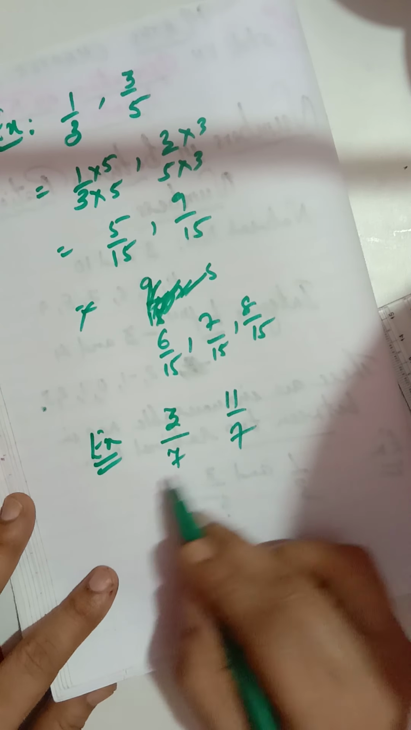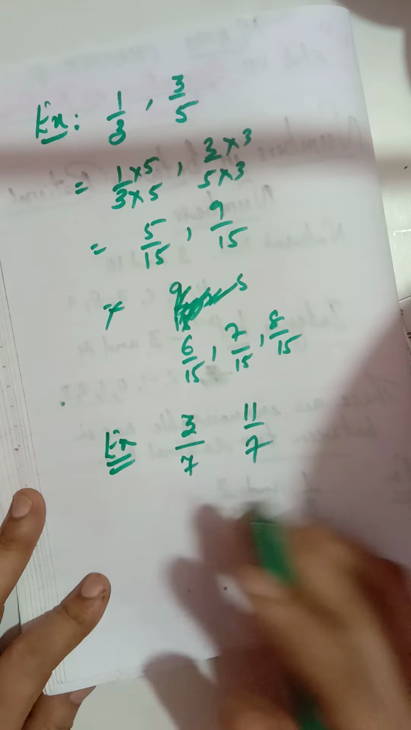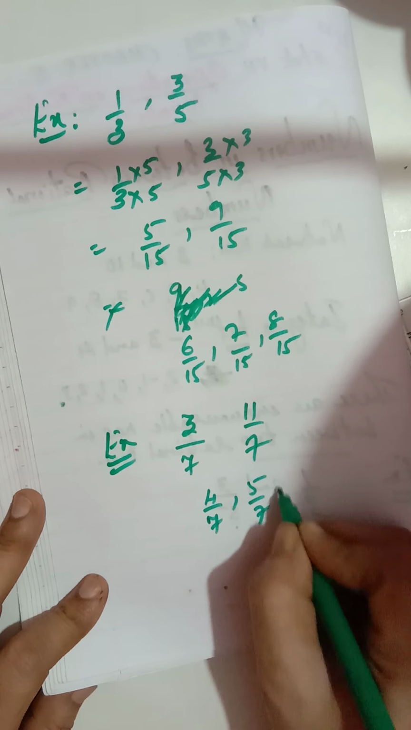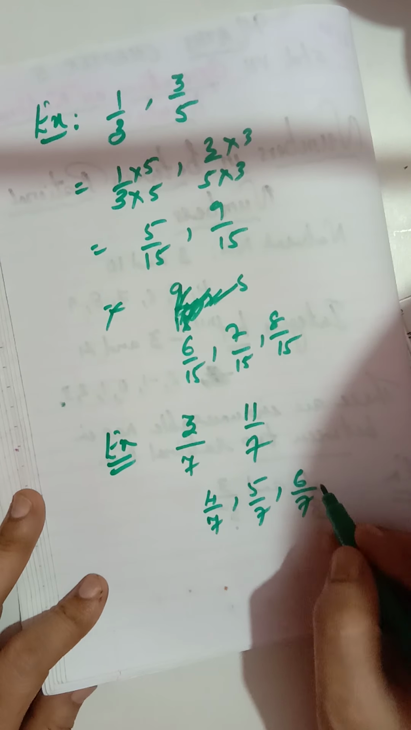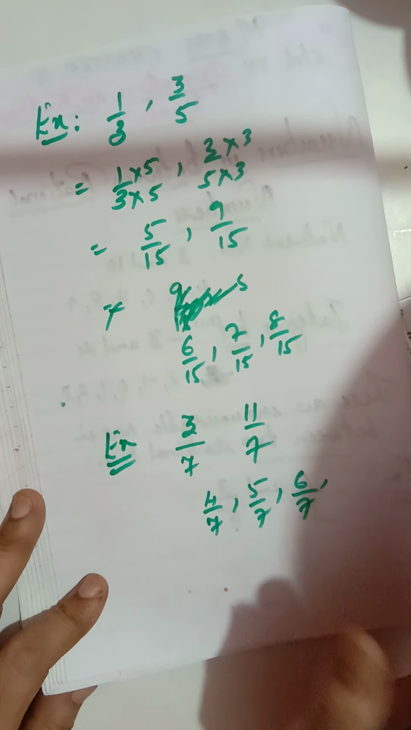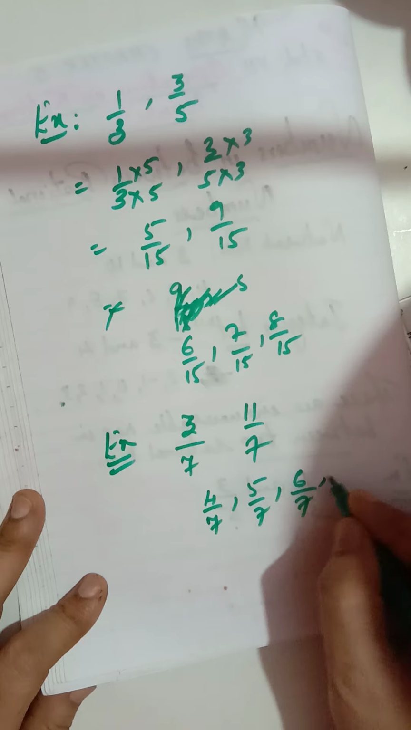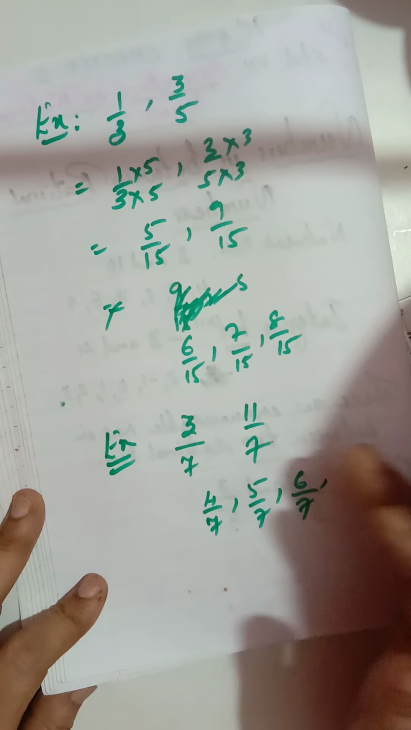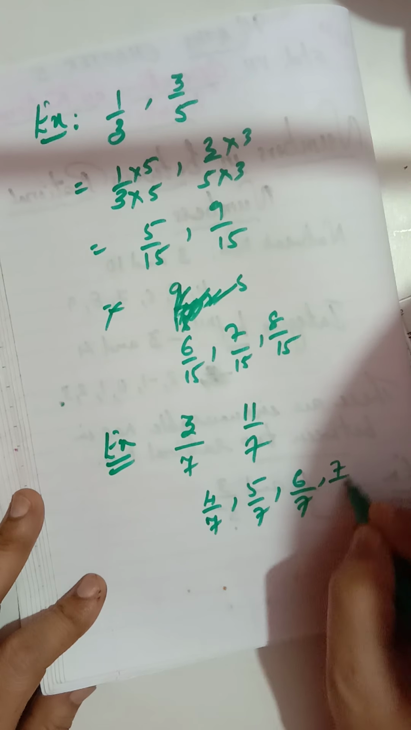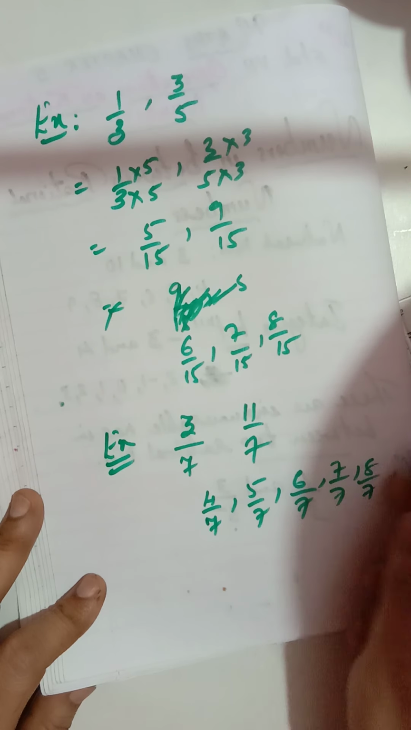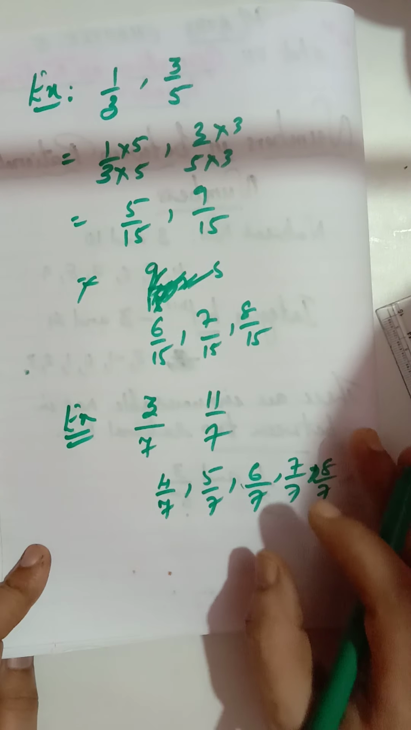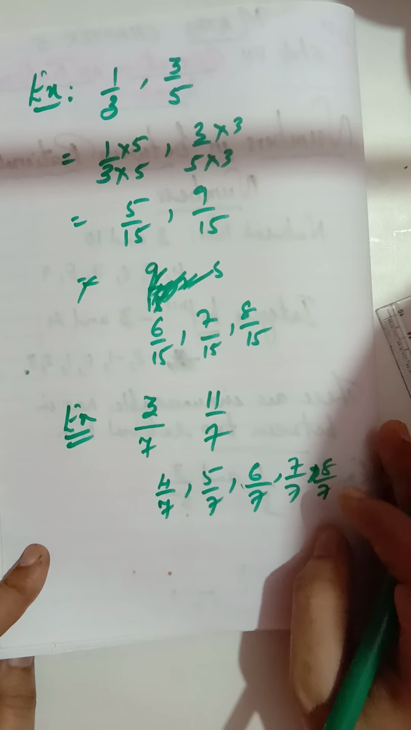Now here see children, denominators are equal, so you don't have to do anything, you are just writing 4/7, 5/7, 6/7. If it asks for only 3, you are going to stop. It is not necessary that you write in sequence, you can write at random also, you can write even 7/7, 8/7, only 3 numbers, 6/7, 7/7, 8/7. You can write any 3 numbers as you want.